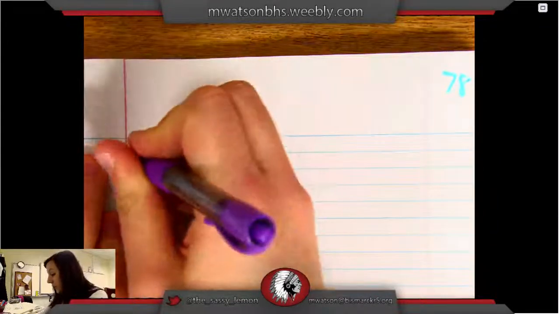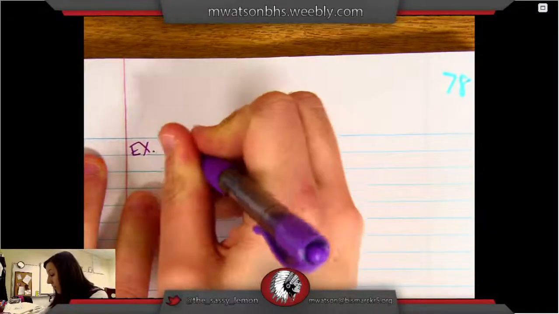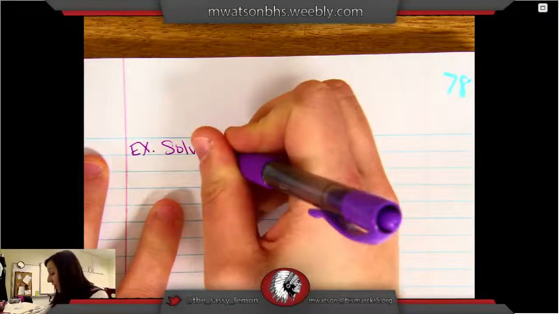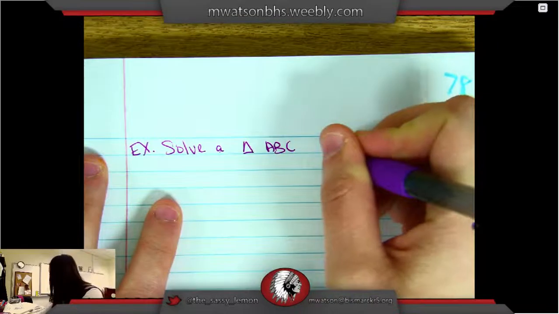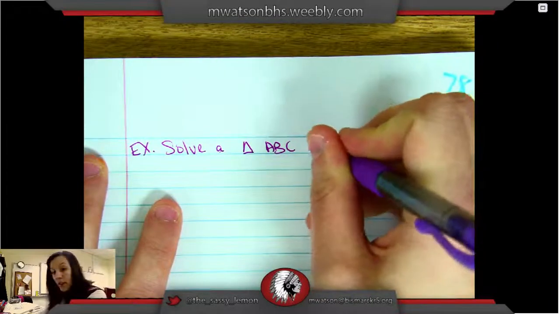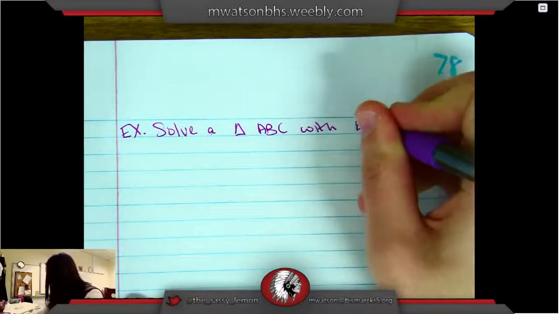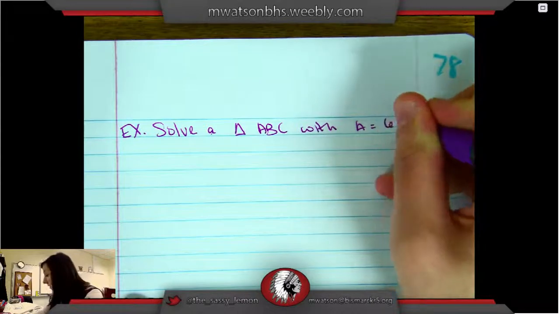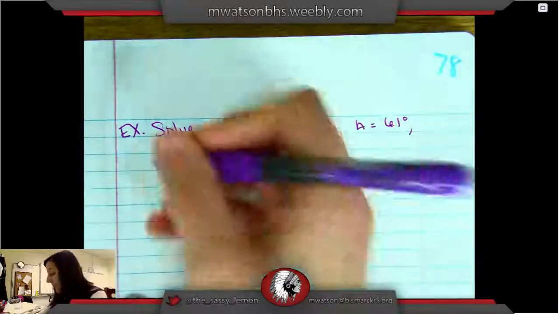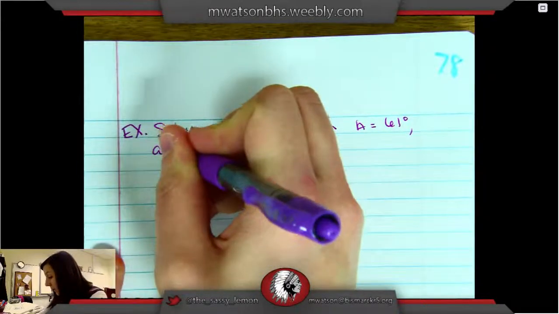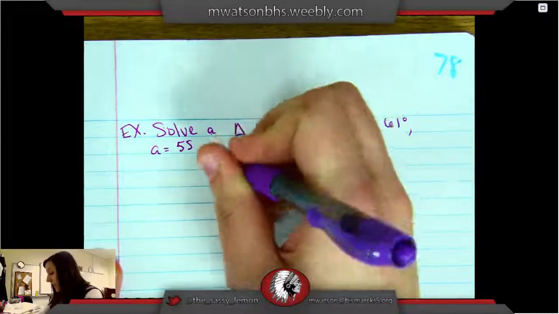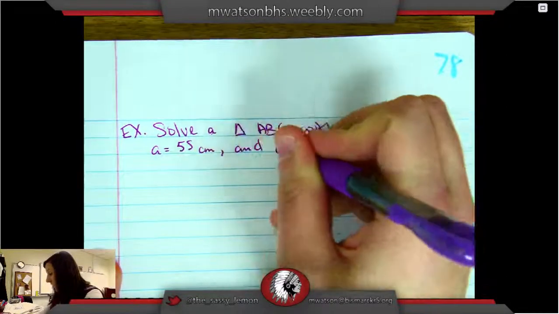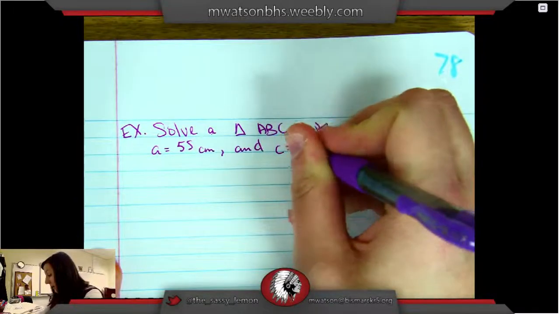And the instructions are: solve triangle ABC with A equals 61 degrees, side a being 55 centimeters, and c being 35 centimeters.